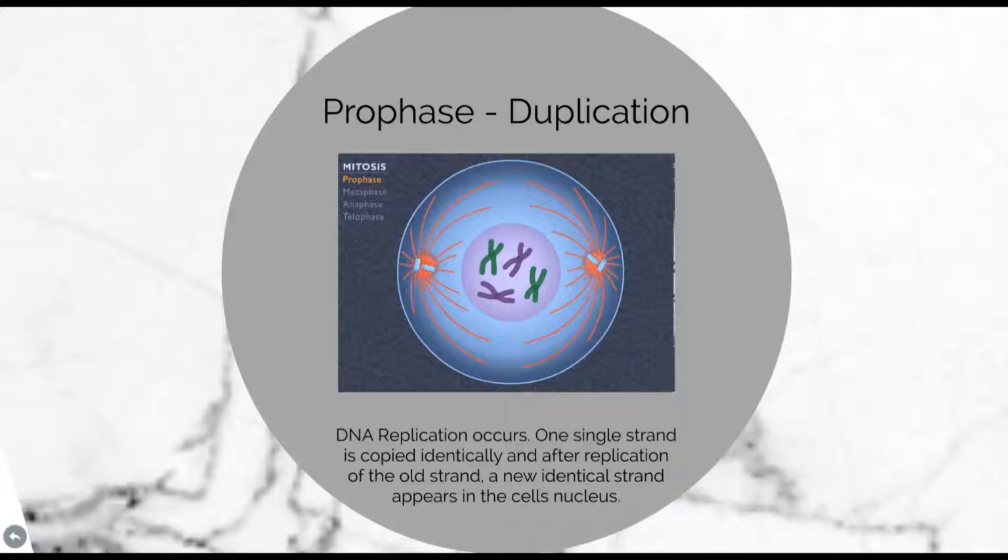After interphase, we head over to prophase, and this is the duplication process. So DNA replication occurs during this phase, and one single strand is copied identically, and after replication of the old strand, a new identical strand appears in the cell's nucleus.